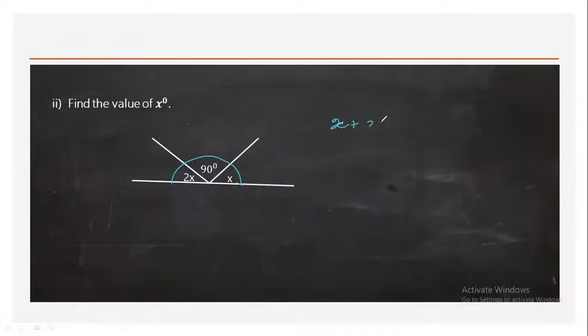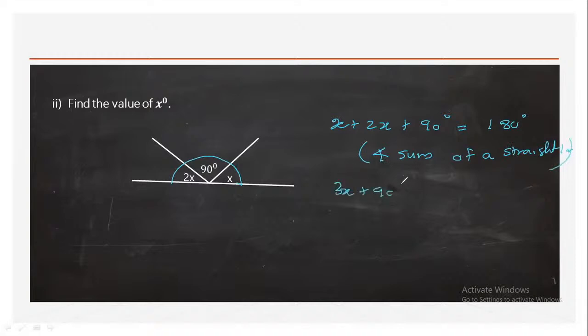x plus 2x plus 90 equals 180. Angle sum of a straight line. If not, you can say supplementary angles, right? Add up to 180. 3x plus 90 equals 180. 3x equals 180, borrow this 90 to the other side, minus 90.